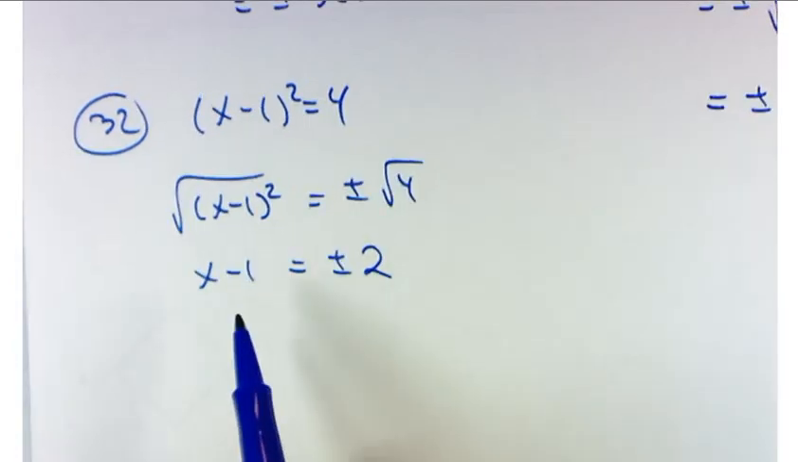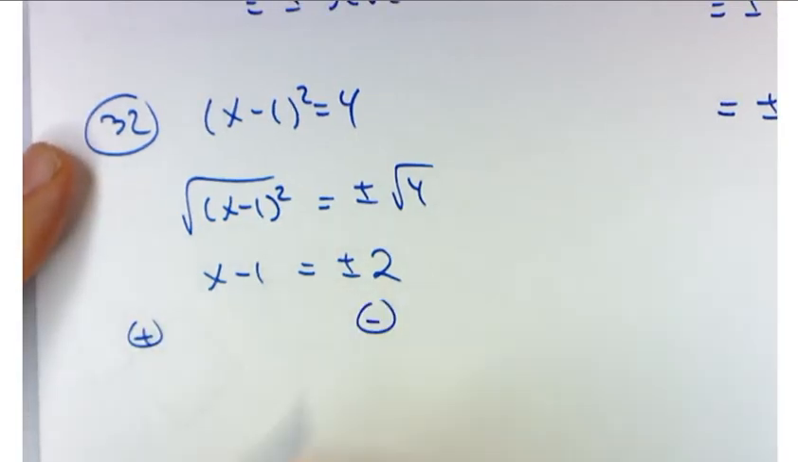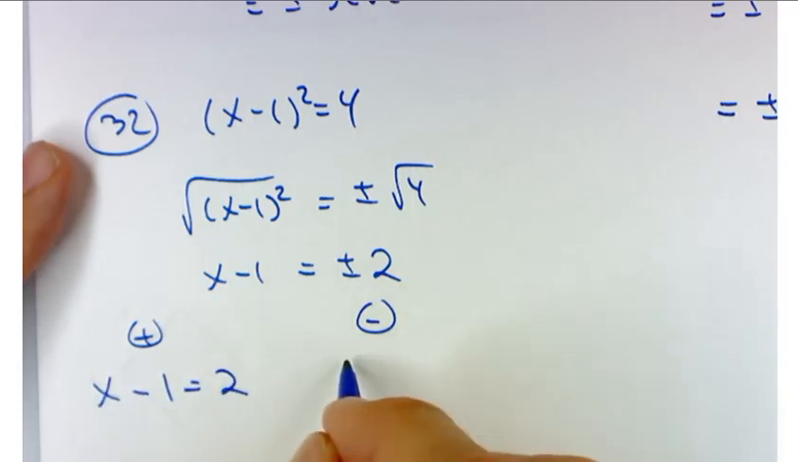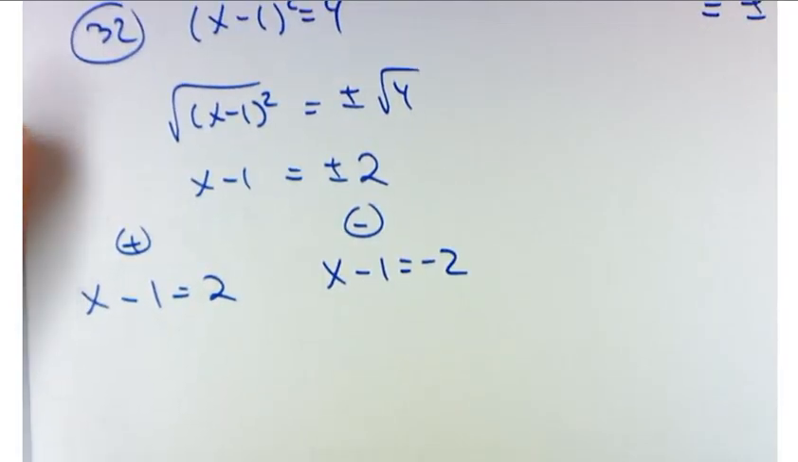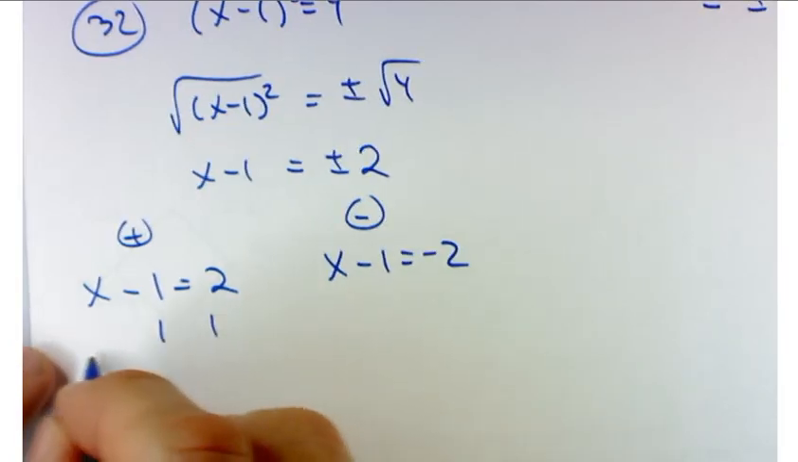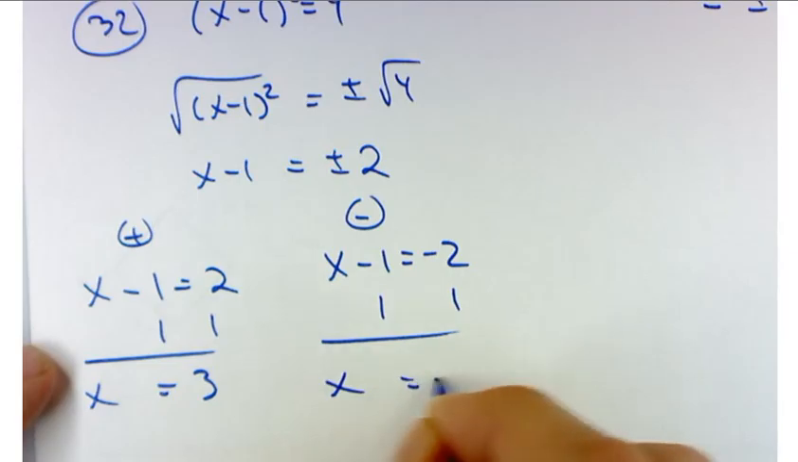Now what you can't do is move the 1 over to the other side and get plus or minus 3. It'd be nice if you could do that, but you can't. You got to take just a little bit of extra time here. What I like to do is write down a positive case and a negative case. The positive case is x minus 1 equals positive 2. The negative case is x minus 1 equals negative 2. These are just 2 quick little linear equations that you need to solve. If I solve them by adding 1 to both sides, I get x equals 3 or x equals negative 1.